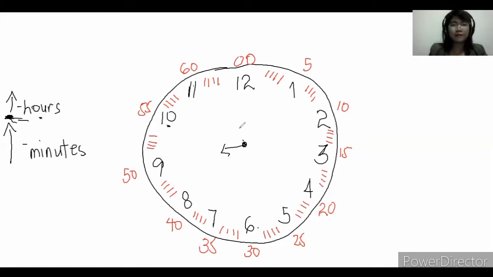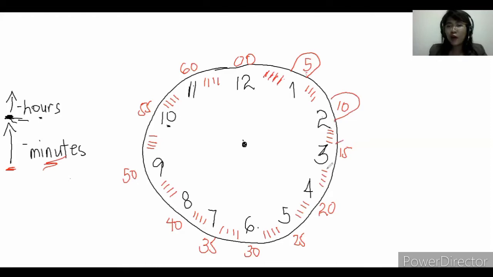Next, we will go to the long hand. In the long hand, you will read the number outside the clock. 5. It becomes 5 because 1, 2, 3, 4, 5 minutes. 10 minutes. 1, 2, 3, 4, 5.